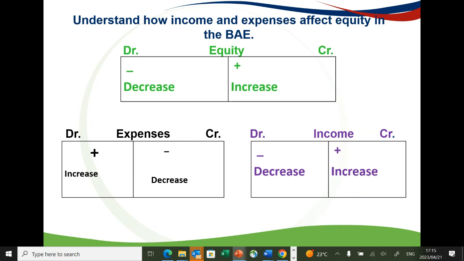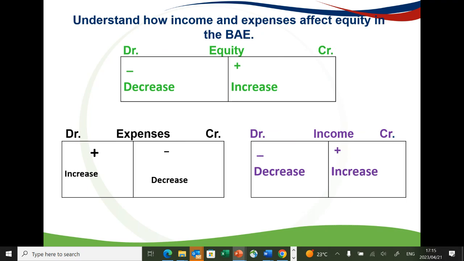If expenses are increasing, your equity is decreasing on the debit side. If your expenses are decreasing on the credit side, you go onto your equity on the credit side, it means your equity is increasing. If your expenses are going down, your equity is going up. When your income goes down, you go to the debit side of equity, it's also decreasing. If income is going down, it means your equity is also going down. But if income is increasing, it means your equity is also increasing.